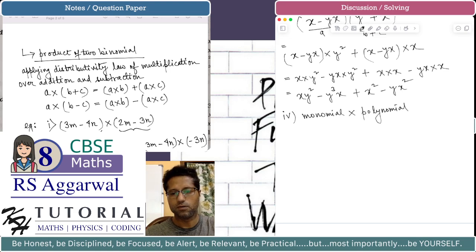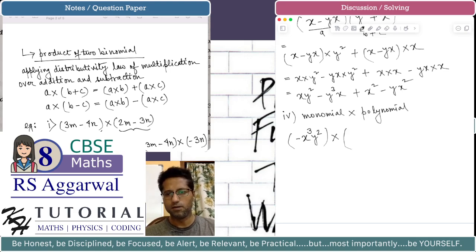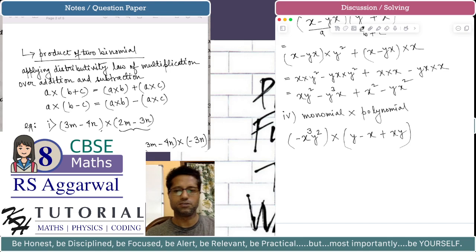Let's say, I'm taking a concrete example. Let's say we have to find the product of the monomial, minus x cube y square, and the polynomial, which is basically an algebraic expression, let's say y minus x plus xy. So this polynomial is having three terms. First term is y, second term is minus x, and the third term is xy. So how do we find the product of the monomial and a polynomial?